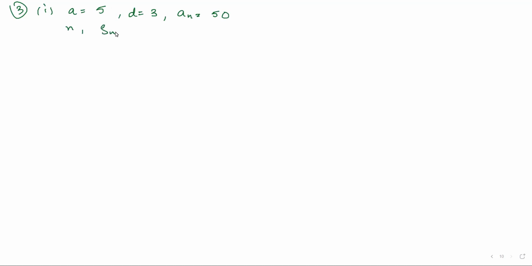So a few things will be given. Ultimately, you have only two formulas in the chapter, one for an and one for Sn. So you have to revolve around these two formulas only. Now start with the given information. So this is given to me. So I start with the an formula. An is a plus n minus 1 into d.